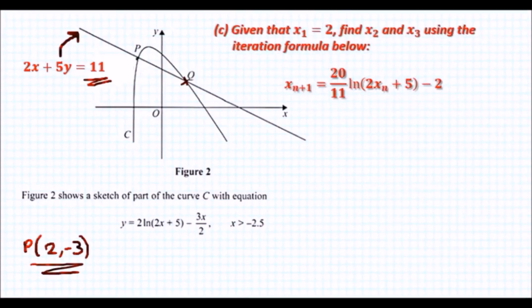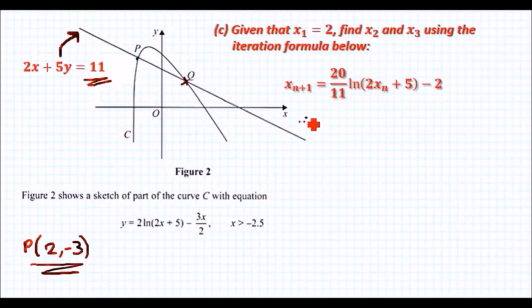Okay, part C, guys. This one is very easy. Given that x1 equals 2, find the next two values using the iteration formula below. If you haven't seen iteration, all you do is plug in, get a result, and then plug that answer into the equation to get the next result. Very easy. I already found the solutions, but I'll show you how it's done.